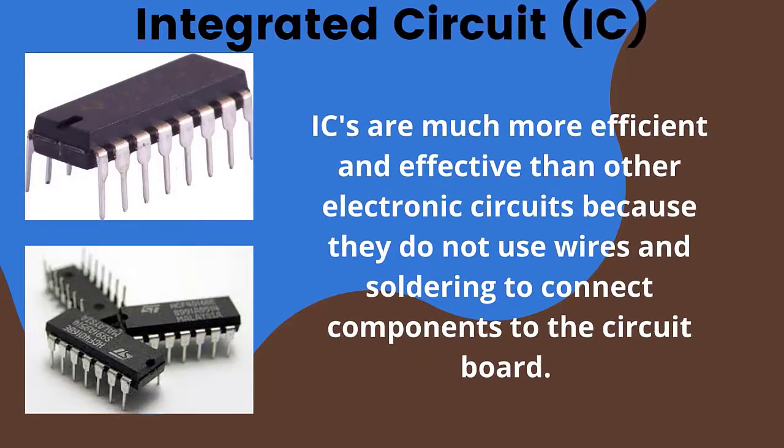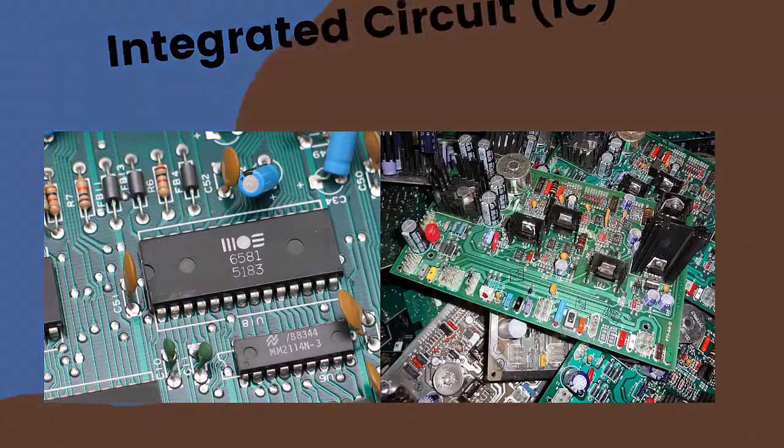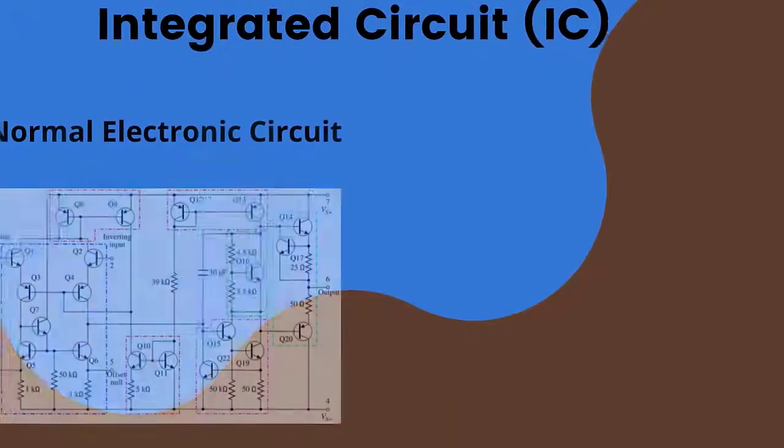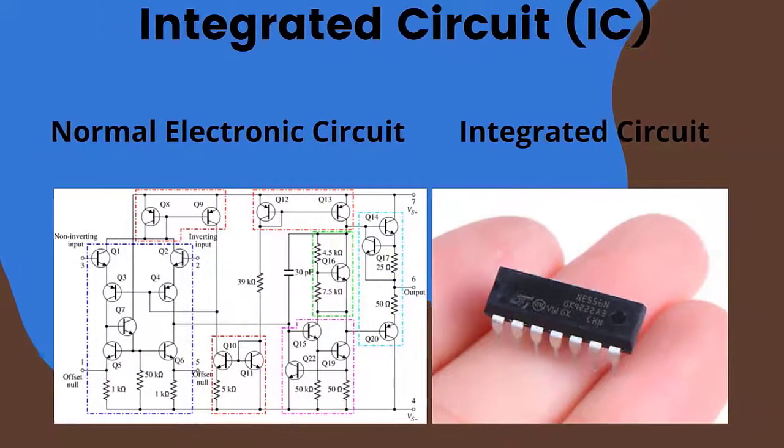ICs are much more efficient and effective than other electronic circuits because they do not use wires and soldering to connect components to the circuit board. Compare the difference. Normal electronic circuit, integrated circuit.